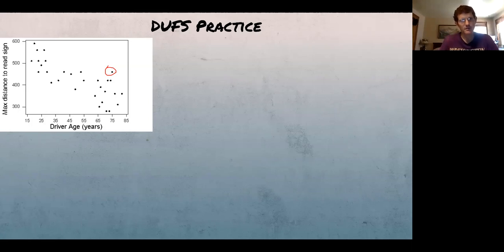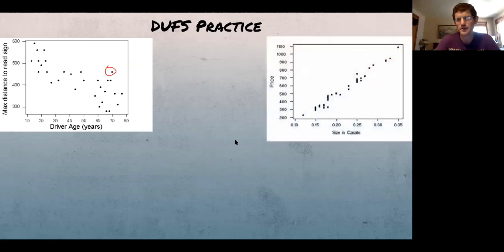But yeah, you said negative. You said there could be an outlier. You can always say it's a potential outlier. And you said linear. There you go. So if you were going to write a sentence, you could say the association between driver's age and max distance to read a sign is a negative, moderate, linear relationship with one potential outlier at blah, blah, blah. So there you go. Hopefully that helps, and very good job with that. Let's try this one. You should be able to do this one pretty quickly.